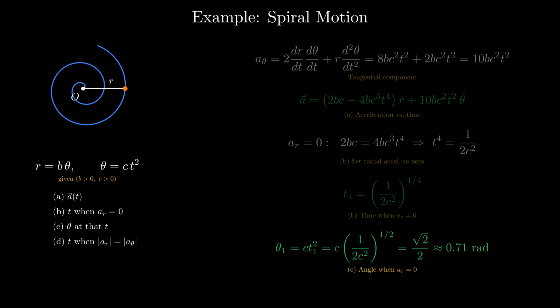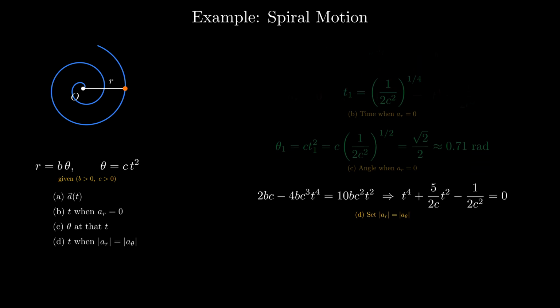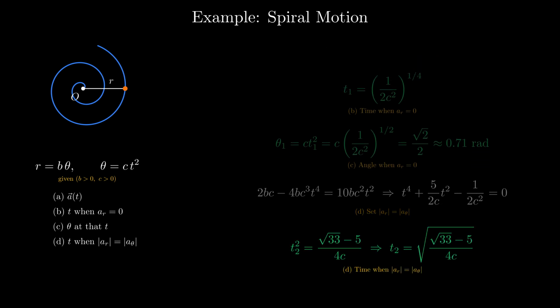Finally, part D. We set the two magnitudes equal: 2bc minus 4bc cubed t to the fourth equals 10bc squared t squared. Cancel the common factor of 2bc, and after rearranging we get a quartic, t to the fourth plus 5 over 2c times t squared minus 1 over 2c squared equals 0. Treat it as a quadratic in t squared. The quadratic formula gives t squared equals the square root of 33 minus 5 all over 4c. Only the positive root is physical. So the two components have equal magnitude when t equals the square root of 33 minus 5 over 4c.